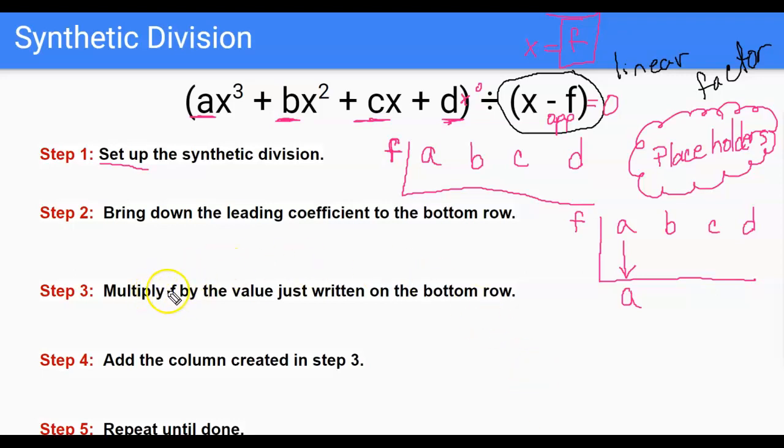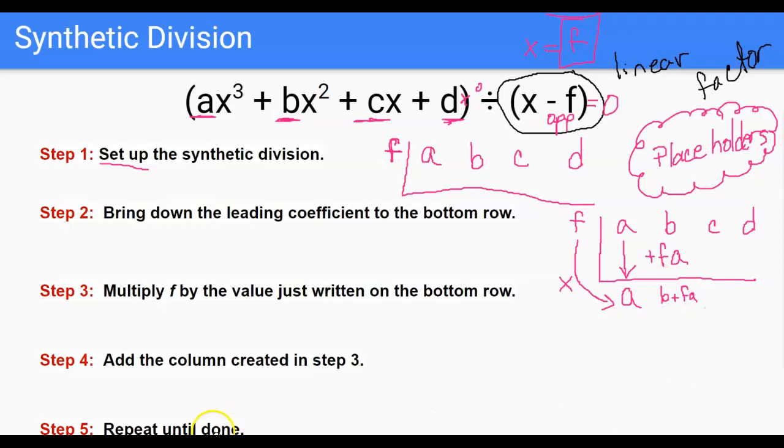The next step is then to take f, the number we're dividing by out here, and multiply it by that first leading coefficient. So, whatever f times a is. And then I'm going to write it up here in the second column. And then step 4 is to add this column together. So I'm going to take whatever this second coefficient was and what I got when I did f times a, and I'm going to add it, and that's going to be the number that goes right here.